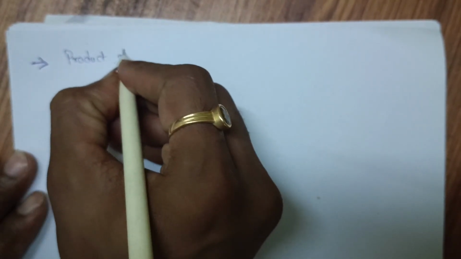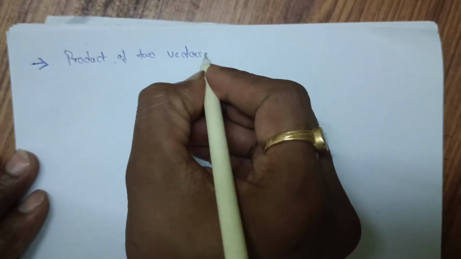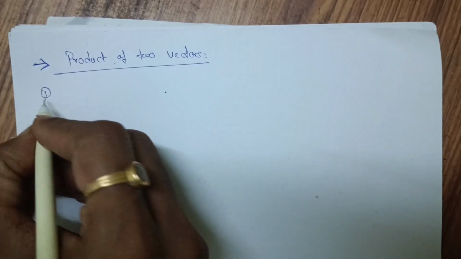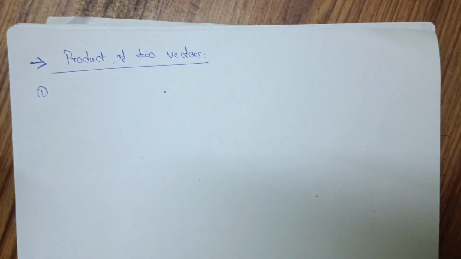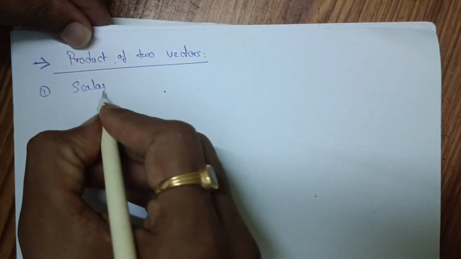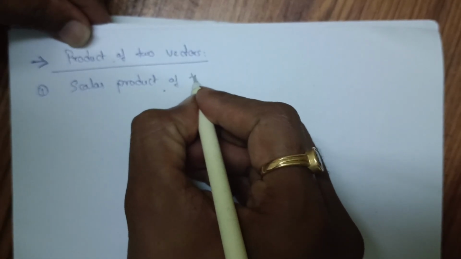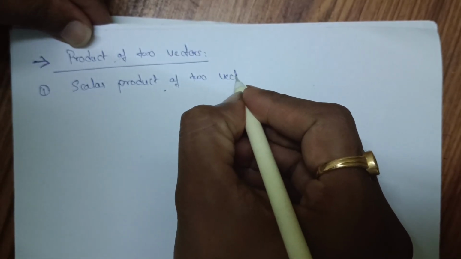Topic in the vectors. Topic name is product of two vectors. Product of two vectors. And here first point is scalar product of two vectors. Scalar product of two vectors.